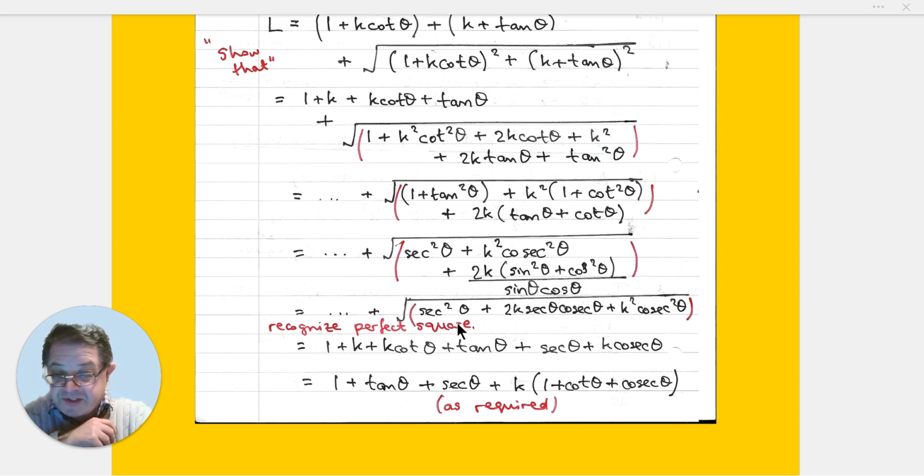So this becomes sec squared theta add 2k sec theta cosec theta add k squared cosec squared theta, and this is the point at which we recognise that that is a perfect square. So it is sec theta plus k cosec theta. Our expression is, we have these 6 terms required. It becomes 1 plus tan theta add sec theta add k, 1 plus cot theta add cosec theta as required.